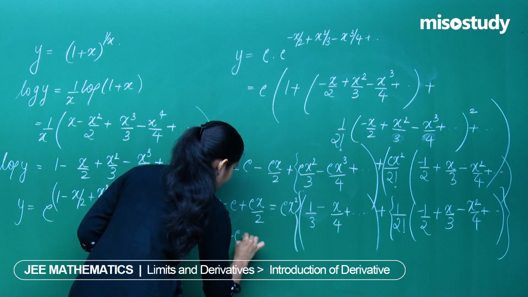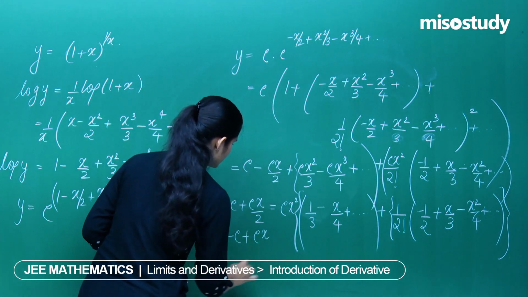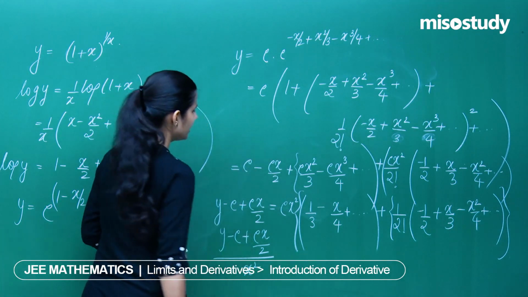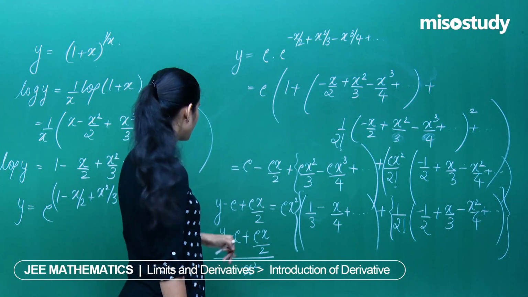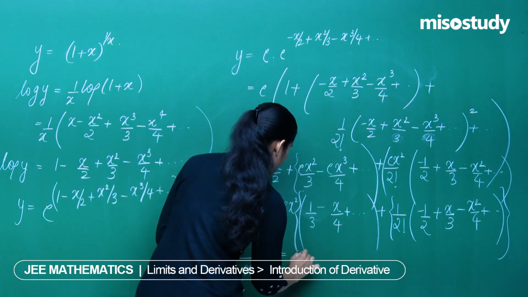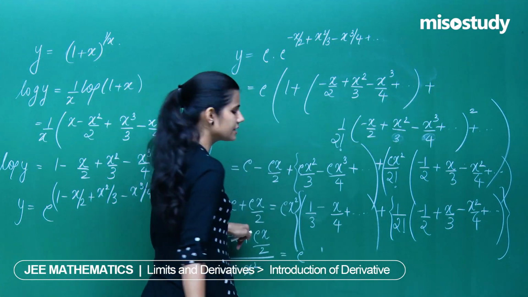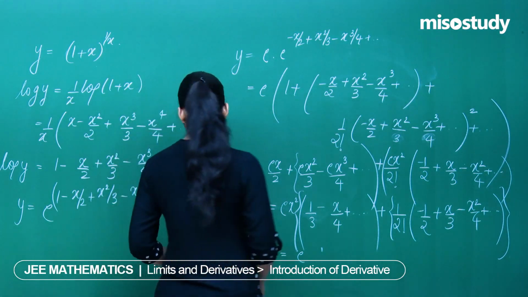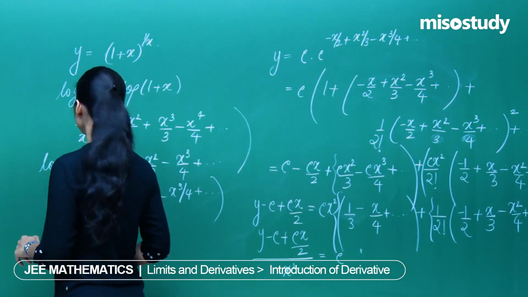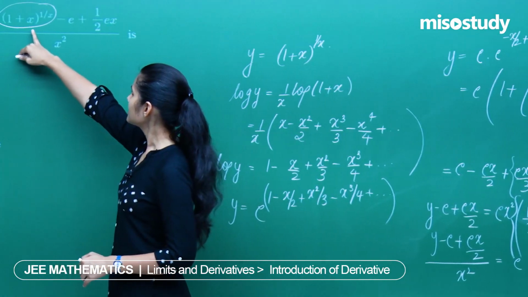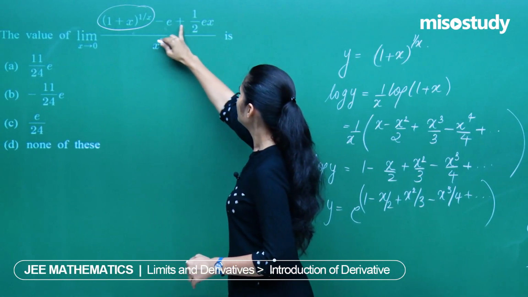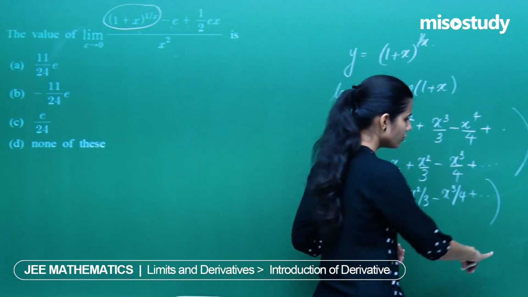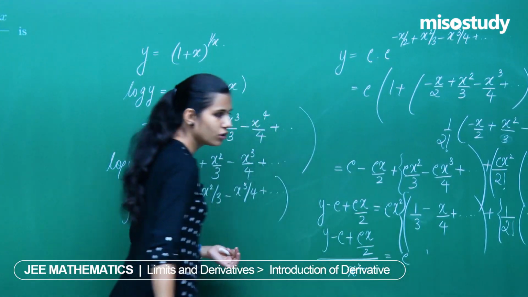Okay, so from here you can see I can just bring x square over here. This becomes y minus e plus ex by 2 whole upon x square, okay, and here you are left with e into all of this. Right, x square only I have extracted to bring it down. Now that I have extracted x square to bring it down, this is y minus e plus ex by 2 whole upon x square. So that I have got on the left hand side.